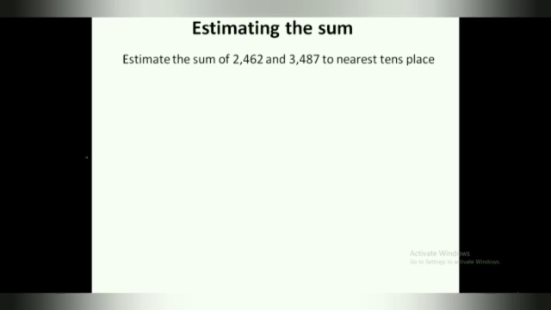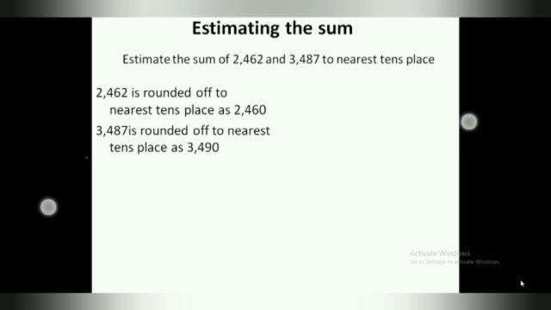Okay, now we'll do the addition. That is, when you round 2,462, it will come to 2,460, and 3,487 will come nearest to 3,490. Now we'll add these two numbers. That is 2,460 plus 3,490. So 0 plus 0 is 0. 6 plus 9 is 15. 5 carry 1. 1 plus 4 is 5. 5 plus 4 is 9. 2 plus 3 is 5. So this is your estimated sum.